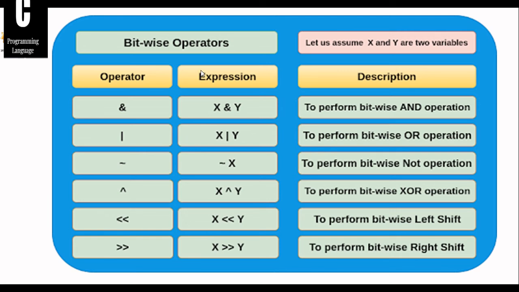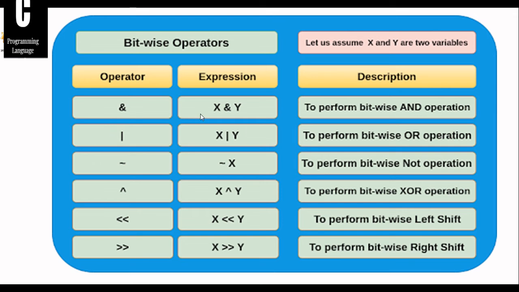After this, here are the bitwise operators. Here we are using different bitwise operators. Let's assume x and y are two variables. All the data is taken from different websites. You can just refer to this example. You will get n number of operator examples on Google also.